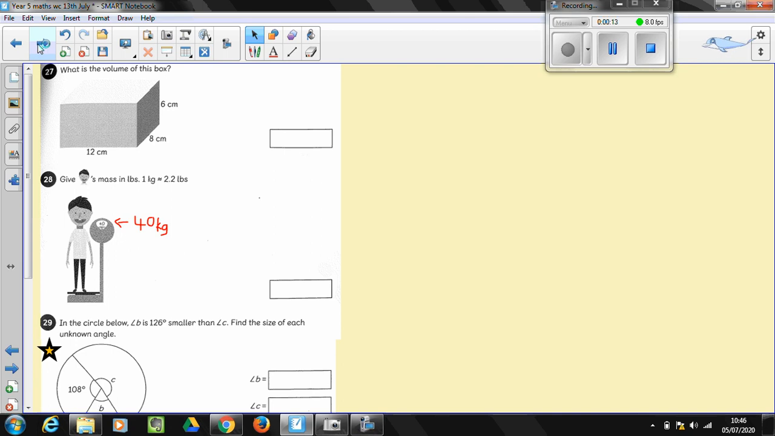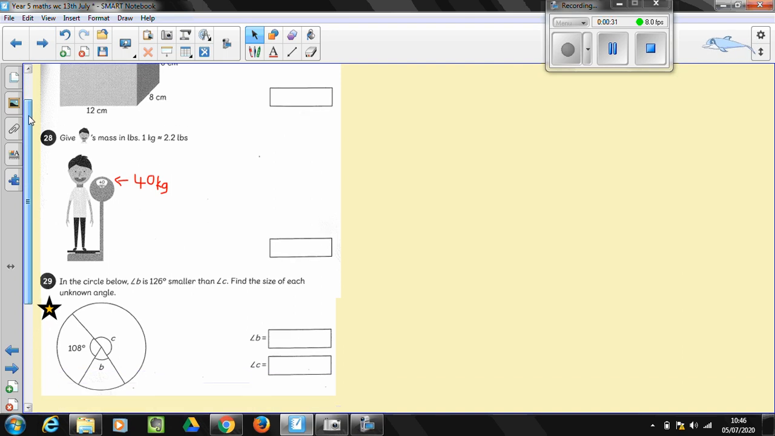The first question says, what is the volume of this box? Remember how you work out volume. Question 28. Give Ravi's mass in pounds. 1 kilogram is roughly 2.2 pounds, and he weighs 40 kilograms.